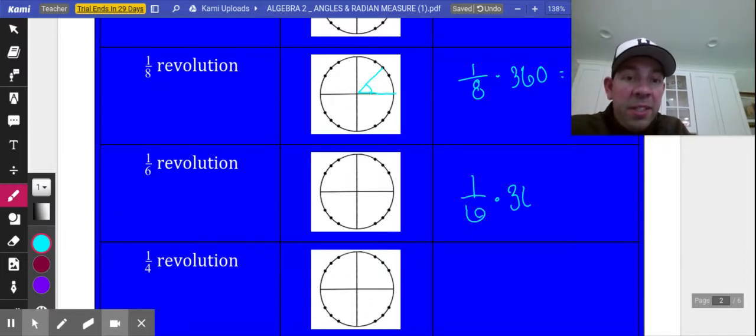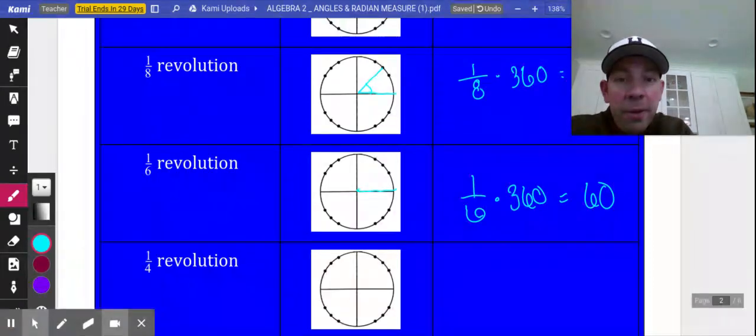1/6 of 360 is 60. So we're saying, okay, right here, there's 1 slice right there, that's 60. There's 2 slices, there's 3 slices, there's 4 slices, there's 5, and then back to 6. So we get 6 slices.